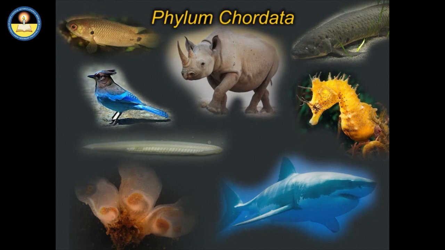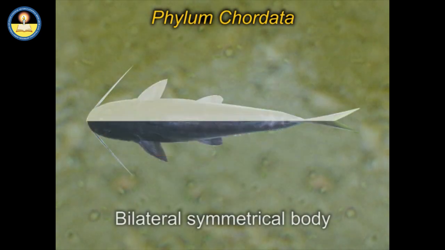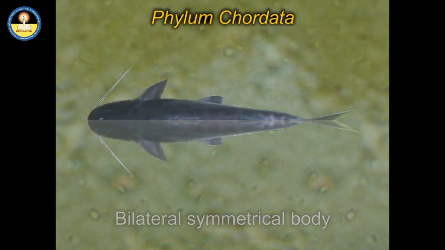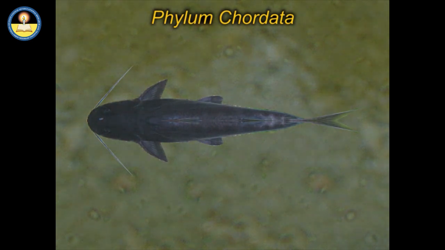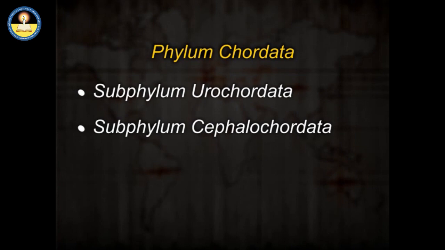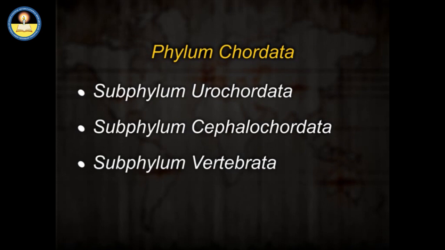Phylum Chordata. Chordates are defined as organisms that possess a structure called a notochord, at least during some part of their development. Chordates have bilateral symmetry in some stage of the life cycle. There are 3 subphyla in the phylum Chordata: subphylum Urochordata, subphylum Cephalochordata, subphylum Vertebrata. Out of these, Vertebrata is the largest and consists of 7 classes.